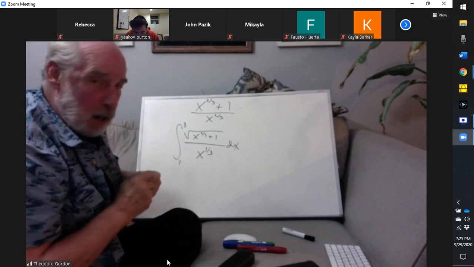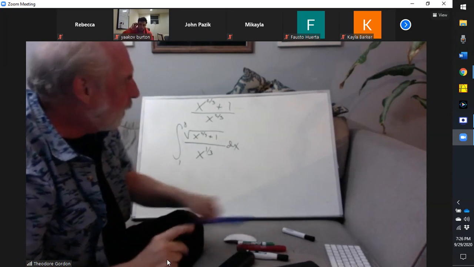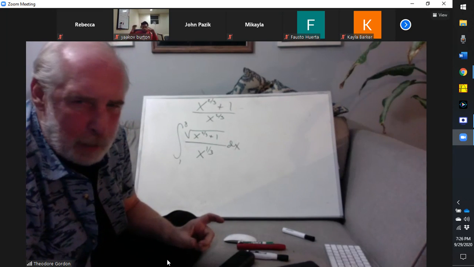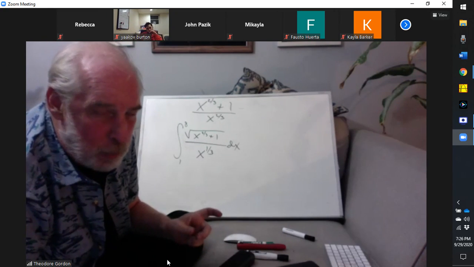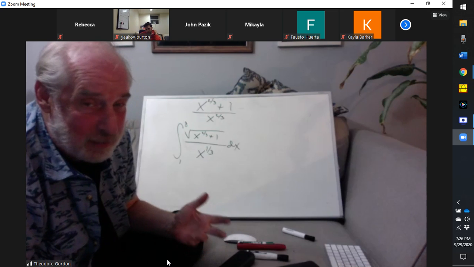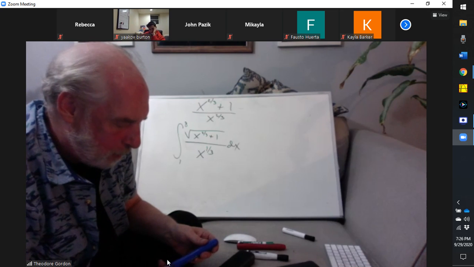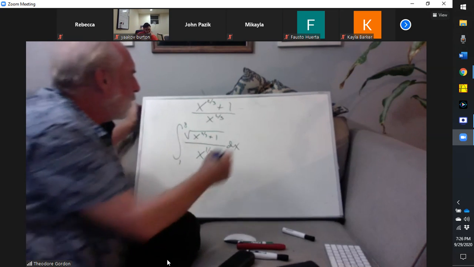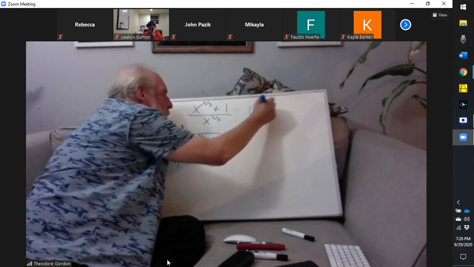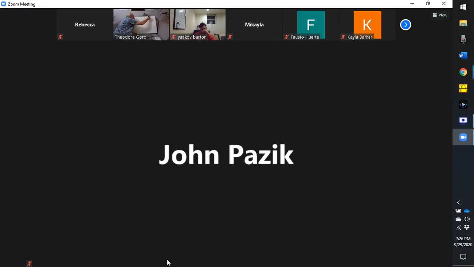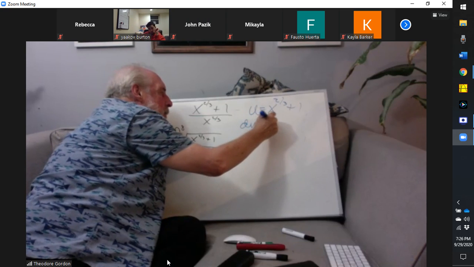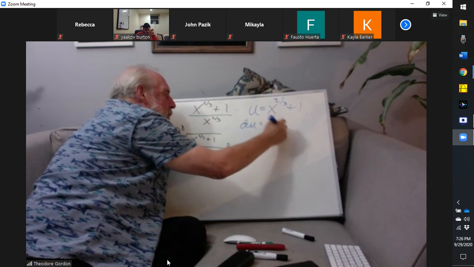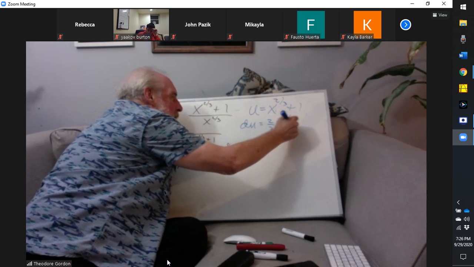It's very hard to make arc length problems that are doable by normal people because the algebra gets so awful. So it's tough to come up with problems. So we'll do a u substitution. u is equal to x to the 2/3 plus 1. Derivative of both sides. This gives me 2/3 x to the negative 1/3 dx.